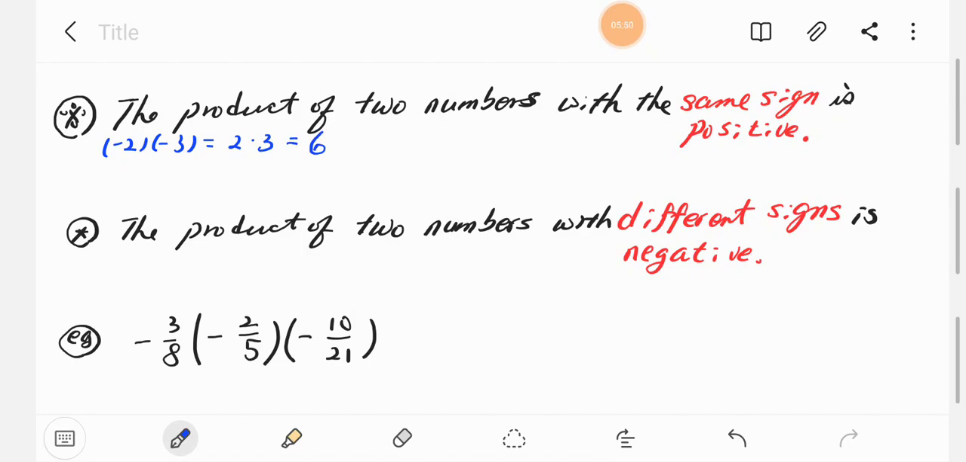Okay, even for fractions it is the same. So let's say we want to multiply negative 2 over 3 and negative 5 over 7. These two fractions have the same sign, negative and negative, so it becomes positive. Then what you do is just multiply these two fractions. The sign is positive.